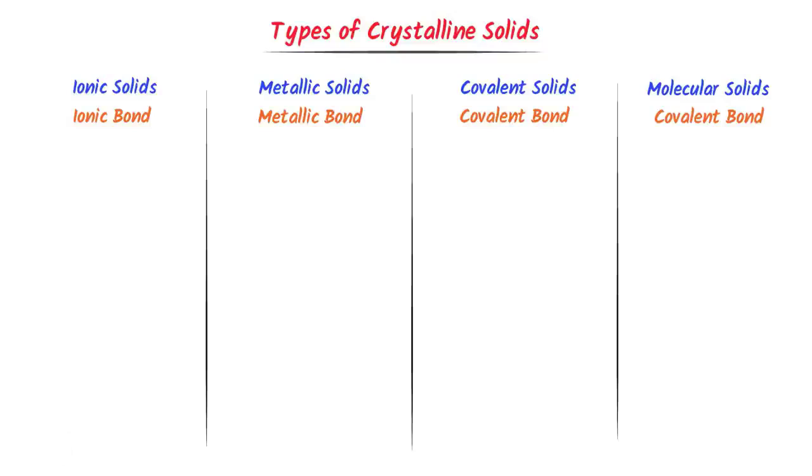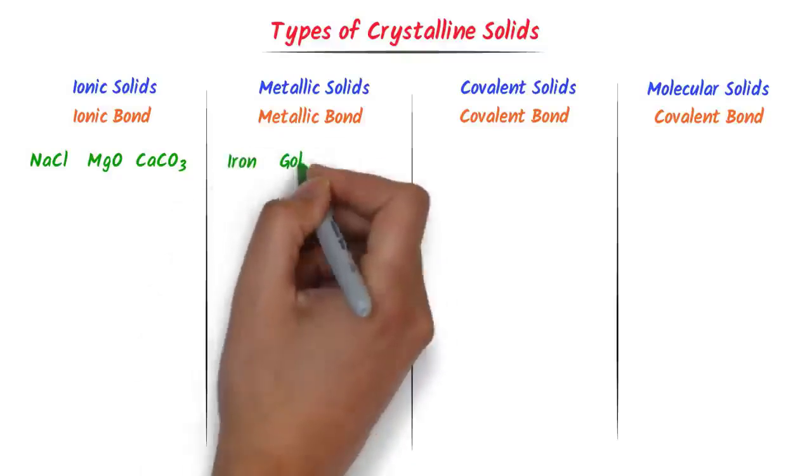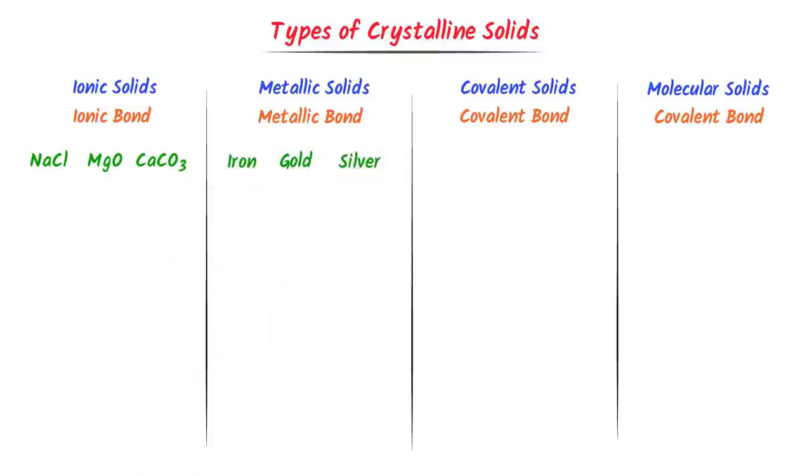For example, ionic bond is present in sodium chloride, magnesium oxide, calcium carbonate, etc. Metallic bond is present in metals like iron, gold, silver, copper, etc. Covalent bond is present in non-metals like diamond, graphite, etc. Covalent bond is also present in molecular solids like ice, sugar, etc.